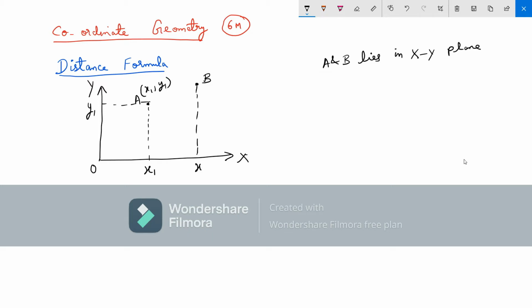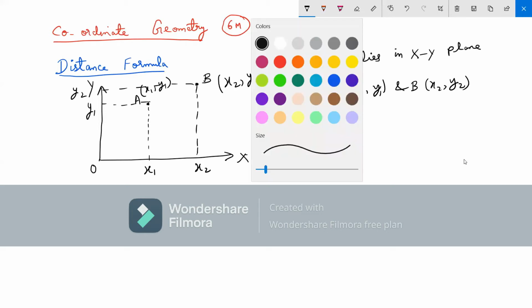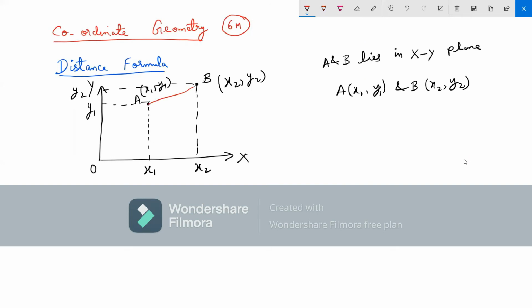Similarly, for B, x2 and here y2. So the coordinate of B will be x2, y2. So we know the coordinates of A and B. A is x1, y1, and B is x2, y2. Now we will join these two points, A and B. So A and B form a distance. So we want to find out the formula for the distance AB, and that will be termed as the distance formula.